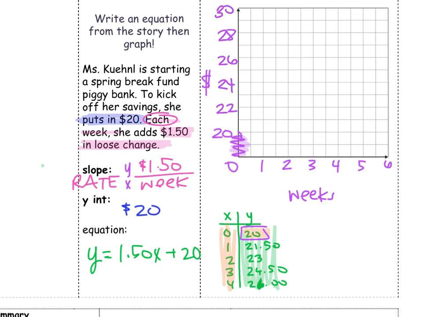I start at $20, so 0, 20. After 1 week, I have $21.50, which will be right there. 2 weeks, I'm up to $23. 3 weeks is $24.50. 4 weeks is $26. After 5 weeks, I have another $1.50, so I'm $27.50. And after 6 weeks, I'm at $29. I can go ahead and connect my dots in that line. If it's not straight, you know you made a mistake, because we're working with linear graphs.